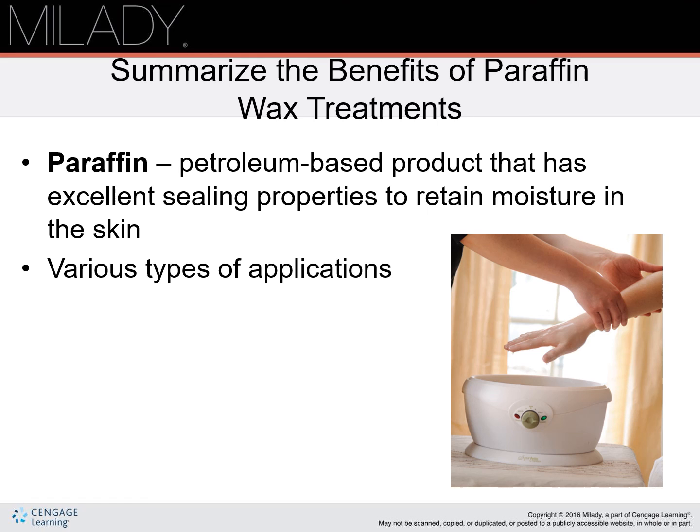So you have the plastic bag paraffin application. This is the method of pouring the paraffin into a plastic bag, and then you wrap each bag around the client's hands or feet. That's for infection control. Then you have the cheesecloth or paper towel paraffin application. This is where the cheesecloth or paper towel is dipped into the paraffin and then wrapped around the hands or feet.